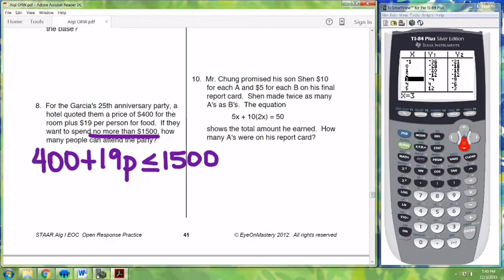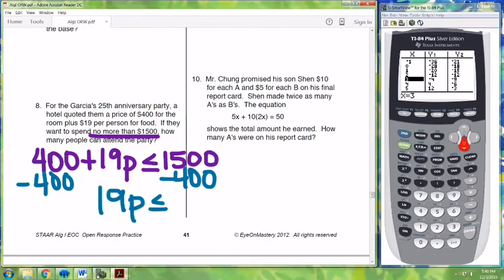Okay, so now we're going to solve this problem. So just like an equation, we're going to do addition and subtraction first. I'm going to subtract 400 on both sides. So 19p is less than or equal to 1,500 minus 400 is 1,100. And then the next step, we would divide by 19. Now remember, when you're dividing inequalities, if you divide by a negative number, that will flip your inequality over.